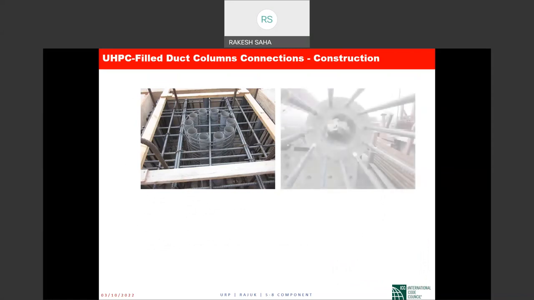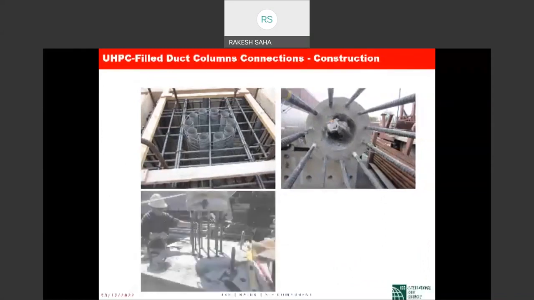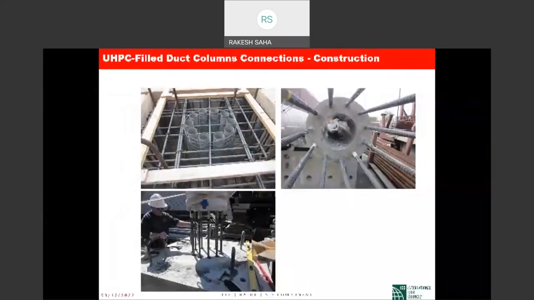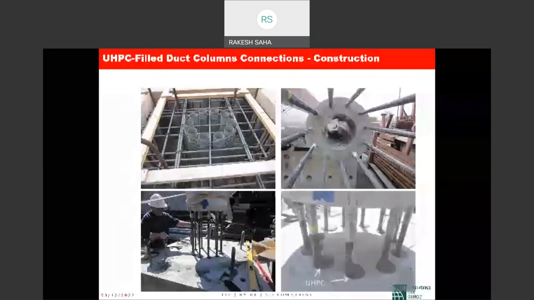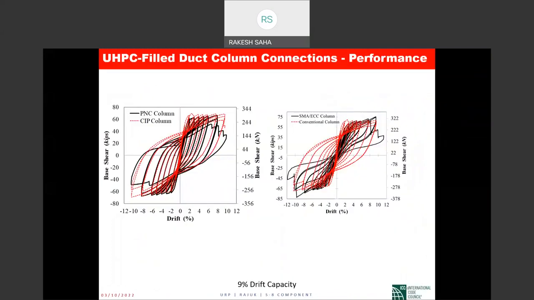So these are some photos of the construction of the column model with the grouted ducts. And again, initially the column was hollow, then we filled it with the self-consolidating concrete. So you notice the placement of the column into the ducts, and then the filling of the ducts with the UHPC. So the column was built, and we tested this under slow cyclic loading.